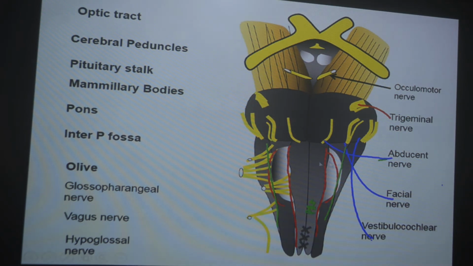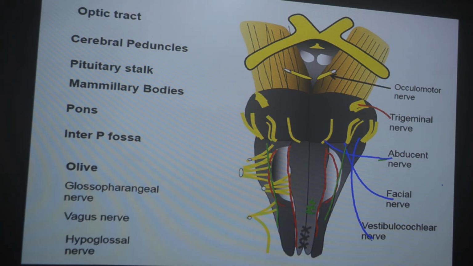Now, what else are you going to see? You are going to see at the junction of pons and the medulla several cranial nerves coming out. So the most medial one is the abducent, which is the 6th cranial nerve. Then you have the 7th cranial nerve, which is the facial, and the lateral-most is the 8th cranial nerve, which is the vestibulocochlear nerve. So you have 6th, 7th, and 8th coming out at the junction of pons and medulla. The most medial is abducent, then laterally facial, and then more laterally is vestibulocochlear, which is the 8th cranial nerve.